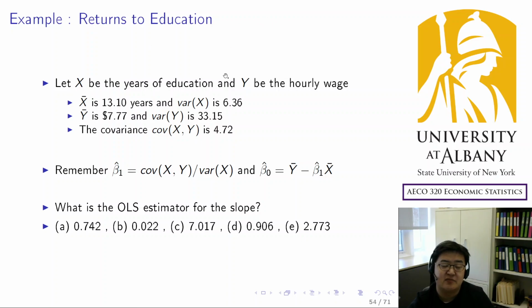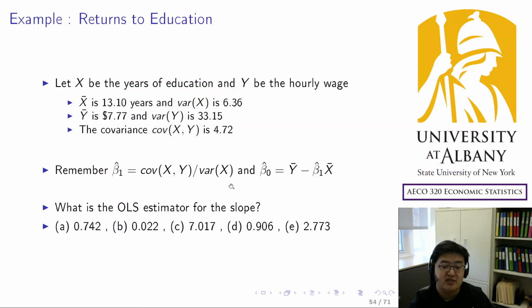Okay, now back to the real data set about the returns to education example. So we defined X as the years of education and Y as the hourly wage. And I calculated their basic sample averages, sample variances and their covariance. So from these numbers, on average education was 13.1 years and variance was 6.3. The average hourly wage was $7.7 and the variance was 33. And covariance was 4.7.